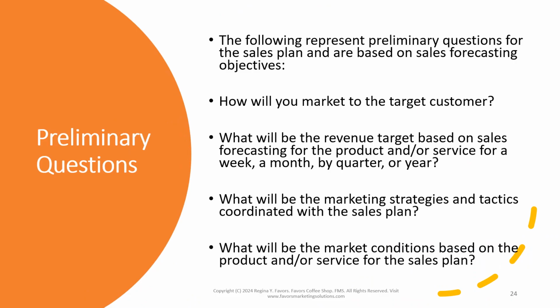So the following represent preliminary questions for the sales plan and are based on sales forecasting objectives. How will you market to the target customer? What will be the revenue target based on sales forecasting for the product and or service for a week, a month, by quarter, or year? What will be the marketing strategies and tactics coordinated with the sales plan? And what will be the market conditions based on the product and or service for the sales plan?